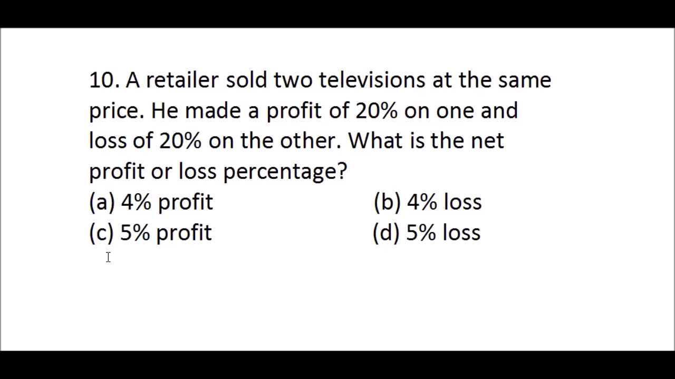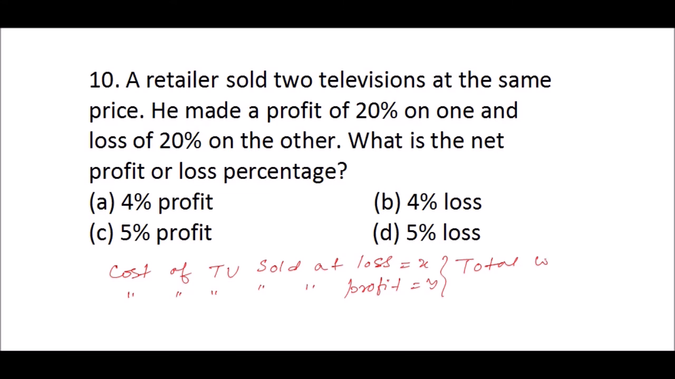Therefore, let us consider the cost price. Consider the cost price of the television which is sold at a loss is equal to X, and the cost price of the television which is sold at a profit is equal to Y. Therefore, the total cost price of both is equal to X plus Y.